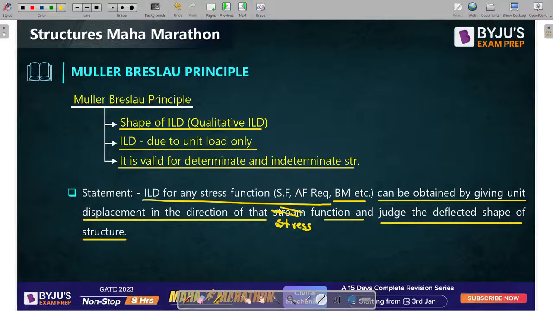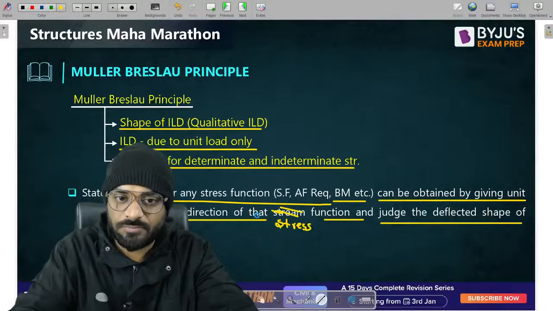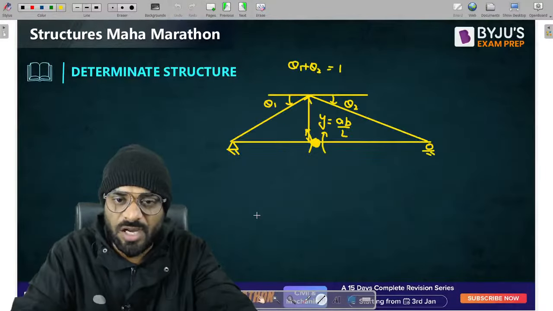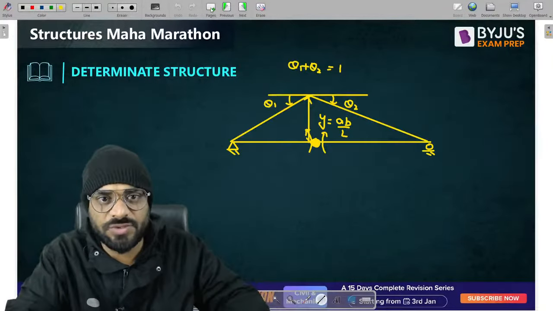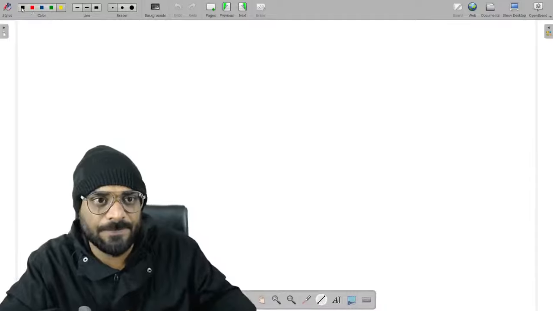Okay, Shiva, I will explain the diagram. There is no problem. I will explain once how we can draw the ILD. Once again, I will explain it. Okay, let's use a separate page in which I will discuss it.